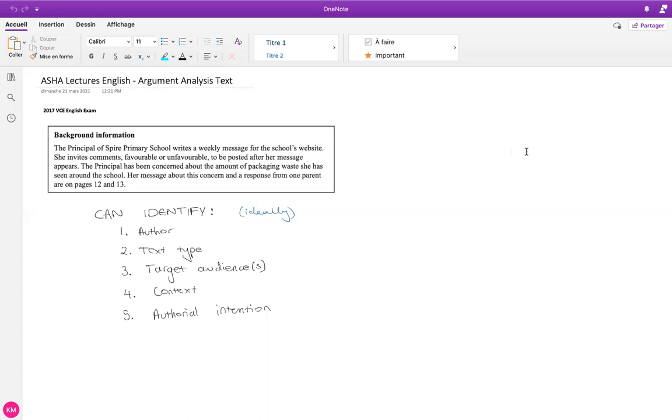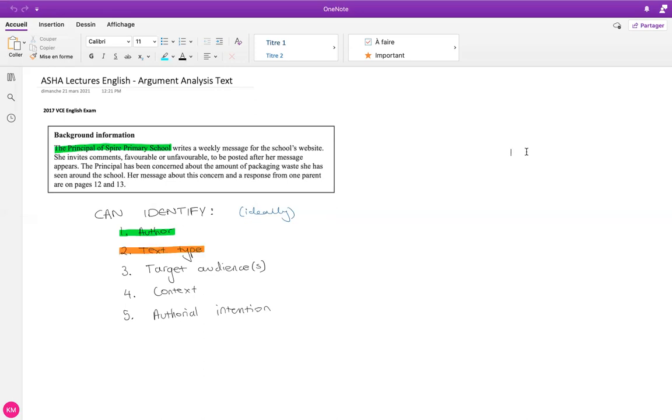I think what we have discovered is that the author is the principal of Spire Primary School. We don't need to know what Spire Primary School is necessarily. We just need to know that it's a primary school. Therefore, the principal is responsible for taking care of lots of young children, so they need to be a very trustworthy person. I'll just hint at that right now. And that's really it. Nice and simple. The author is the principal of Spire Primary School.